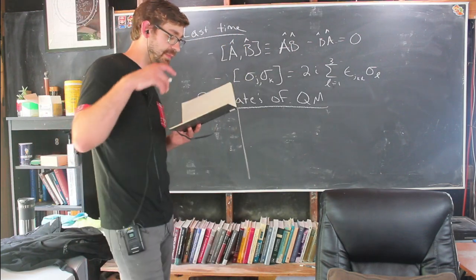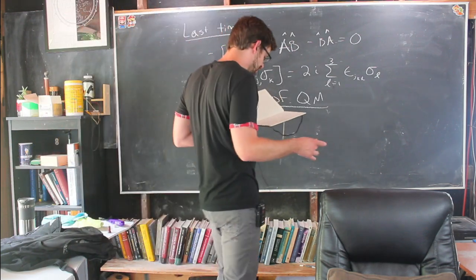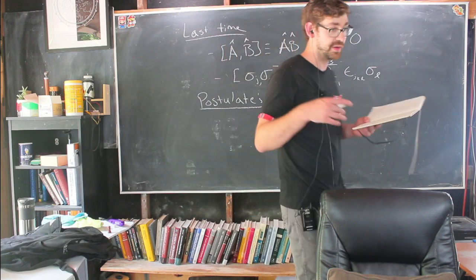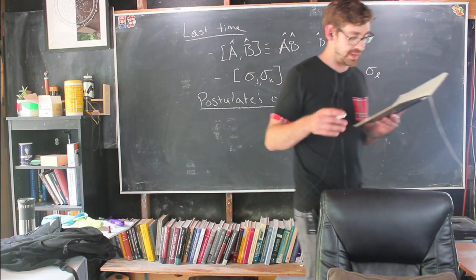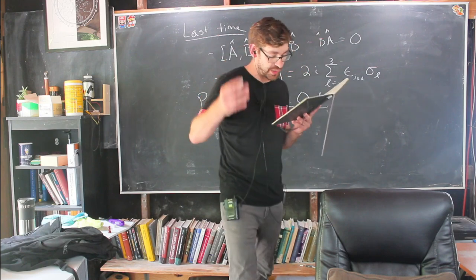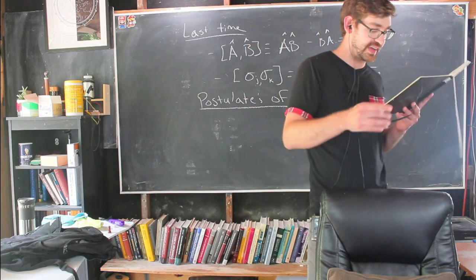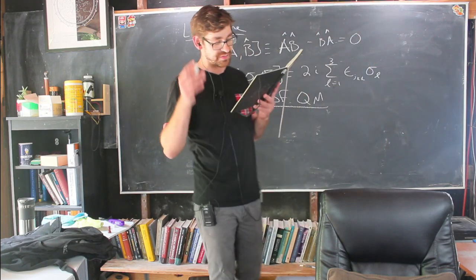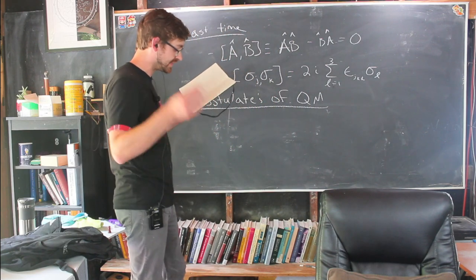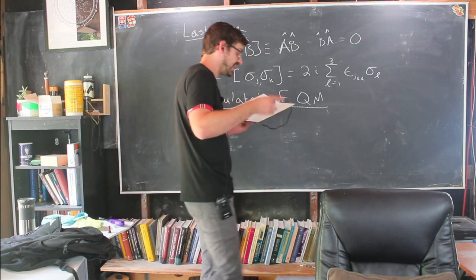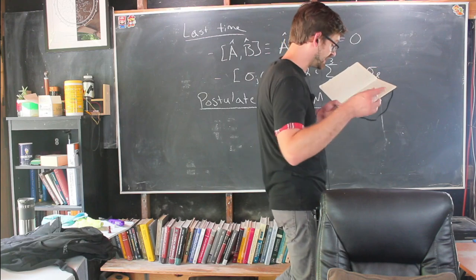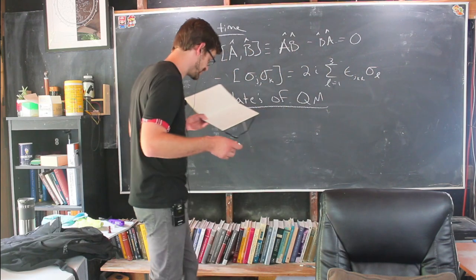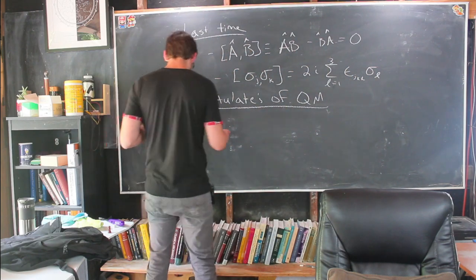So let's talk about postulate two, because this is one we haven't talked too much about, and this is the one that's going to be more important to us moving forward. Postulate two is: the evolution of a closed quantum system is described by a unitary transformation. That is, the state psi of a system at time t1 is related to the state psi prime at the time t2 by a unitary operator, which depends only on the time t1 and t2.